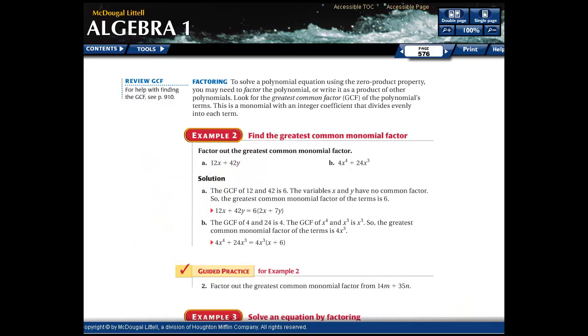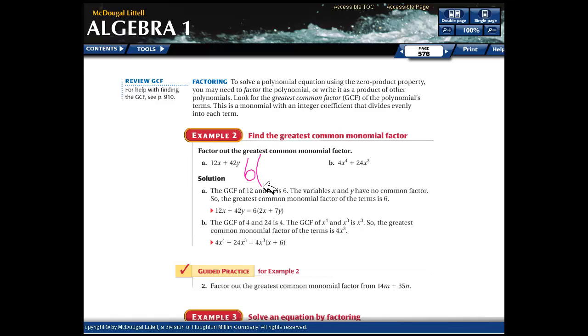Okay. Finding the greatest common monomial factor. So it's just finding the greatest common factor, except for now you've got letters in it too. So whenever you find greatest common factor, you're going to have to say, what do both of these have in common? What's the biggest number? What's the biggest letter? So what's the biggest number that 12 and 42 both have in common? Well, 6 can go into both. What about letter-wise? Well, this just has one x, that just has a y, so there are no letters that can come out of there.